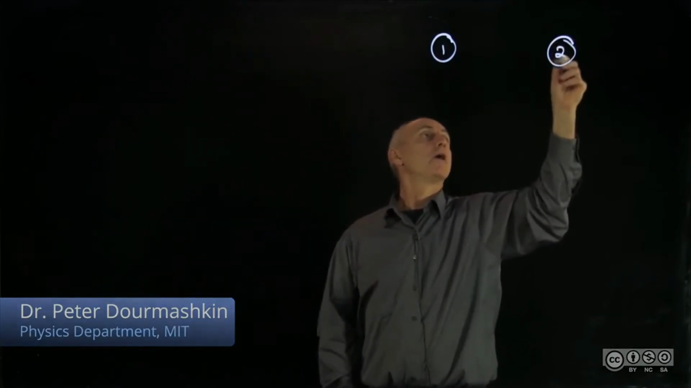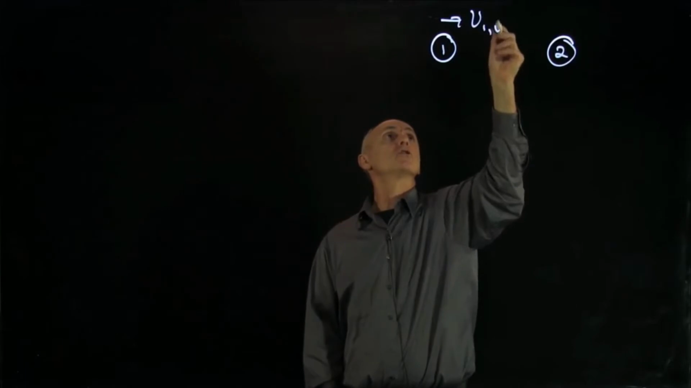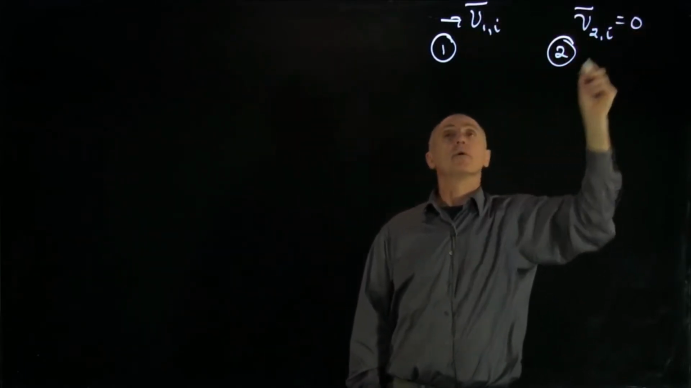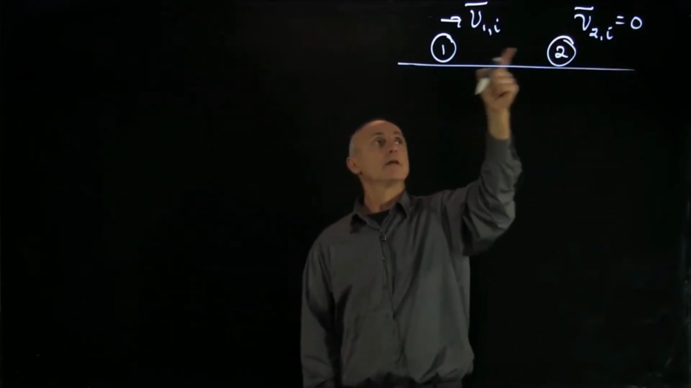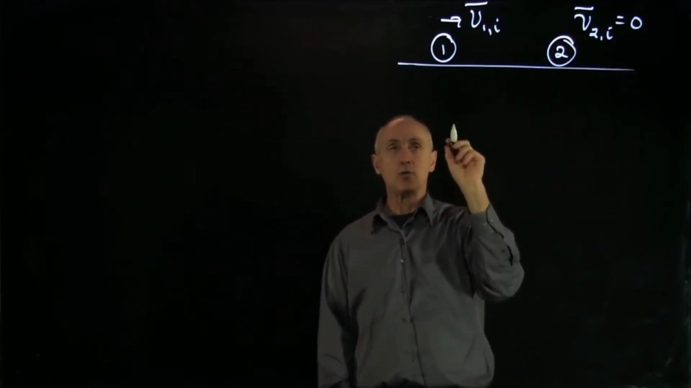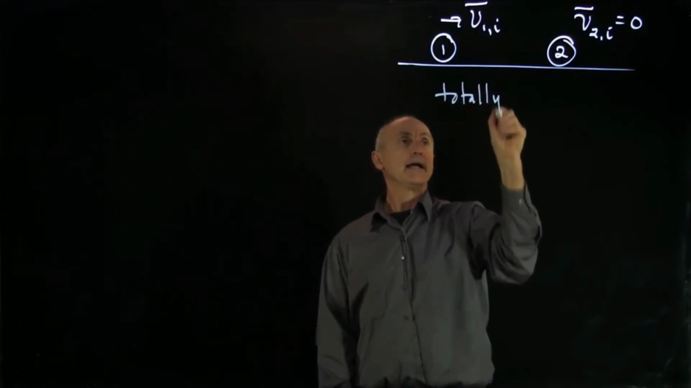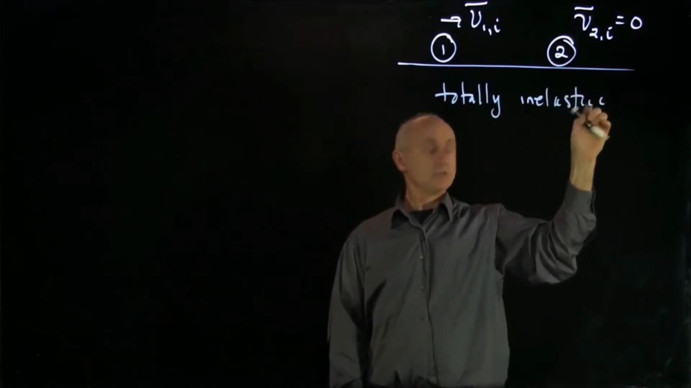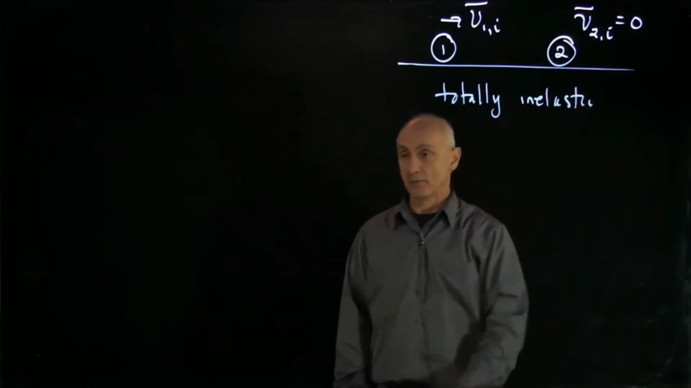Let's analyze a one-dimensional collision where we're in the laboratory reference frame and we have V1 initial, and V2 initial is 0. It's a frictionless surface, but there's a collision here. And now we're going to make this collision totally inelastic. Now, what that means is that the two particles stick together.